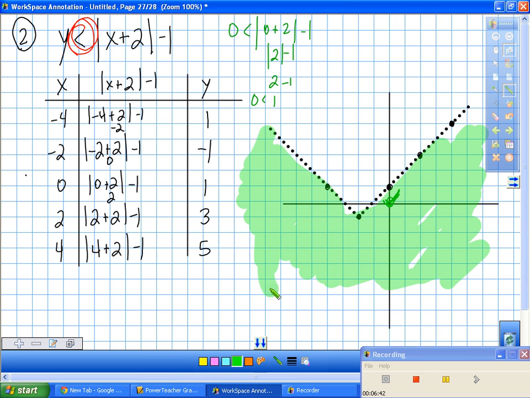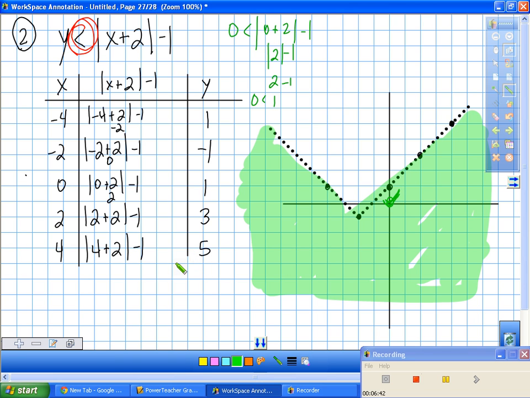And in the same way, when we had our absolute value equations and our linear inequalities, the points on a dotted line are not part of the solution set, but everything in the green is. If we were to have a solid line, then the points on the solid line would count as part of the solution set.